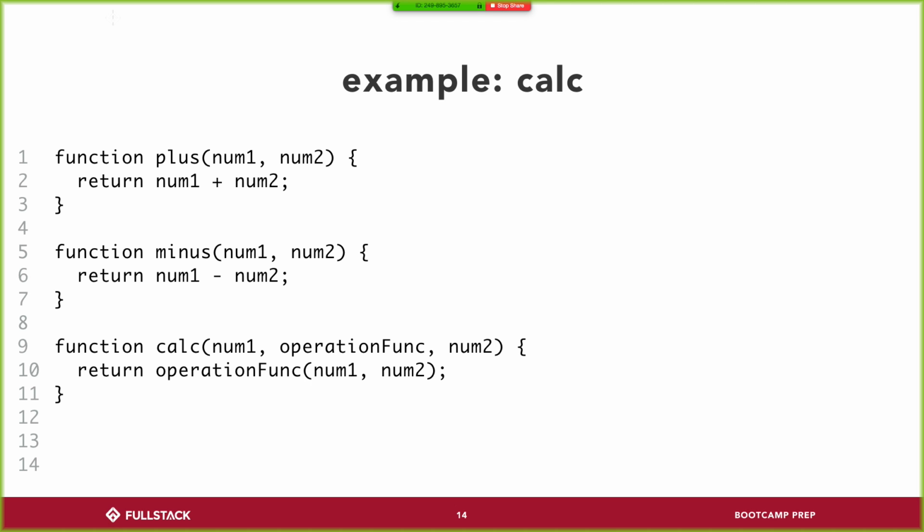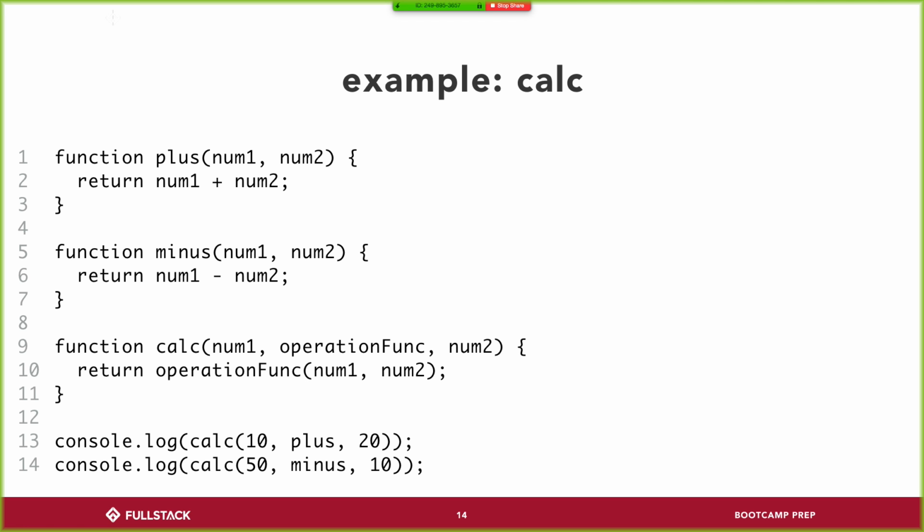But yeah, for line 13, it'll add. And then for line 14, it'll subtract. So it'll be 30 and 40 respectively, because operation func in line 10 can be whatever is passed in. So it'll be plus in one case and minus in the other.